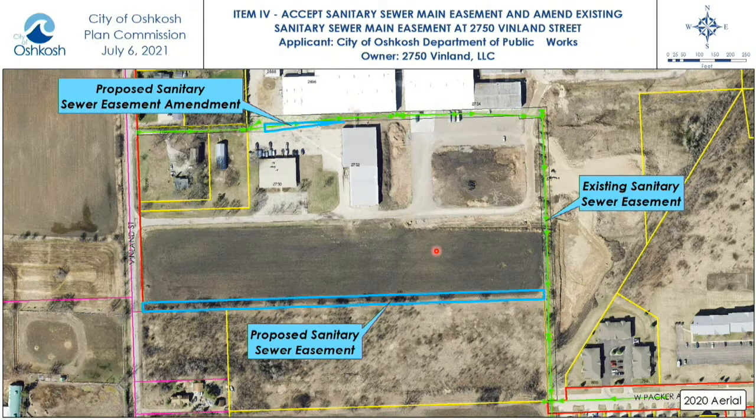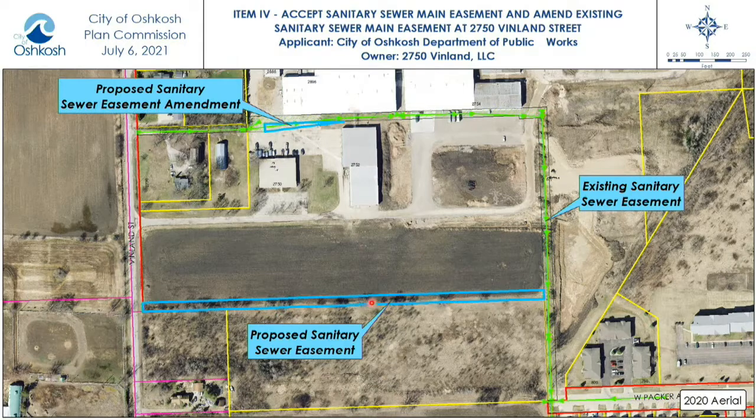The second part of this request is amending the existing easement up in this area. During review of the facilities, it was discovered that the city's sanitary sewer was not entirely located within the easement that was drafted up in the early 1980s. So to correct that problem, the city is proposing to amend that existing easement by adding approximately 3,000 square feet in the shape of this triangle, which will then encompass the sanitary sewer completely.